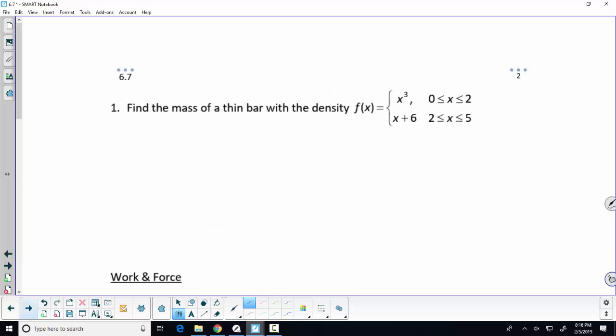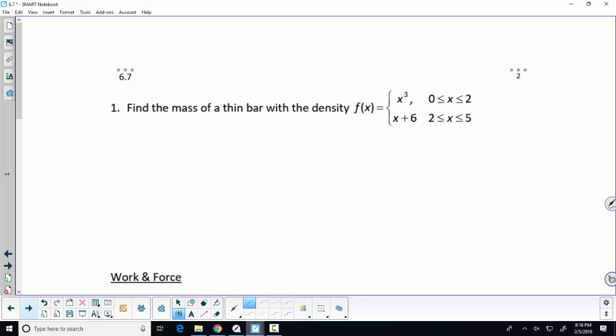These examples are pretty limited. When you move on to Calc 3, you'll look at more elaborate scenarios. That's when you start using vectors. If you've taken physics 1 or 2, you've probably used those. So that's more of a Calc 3 thing.